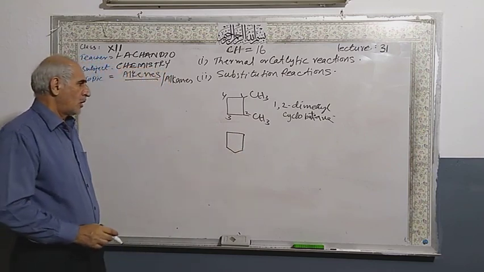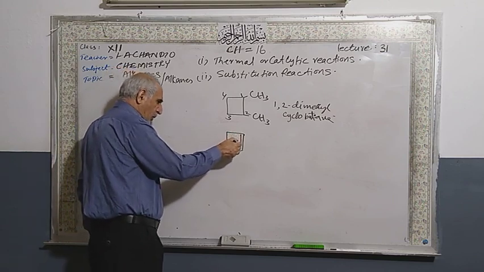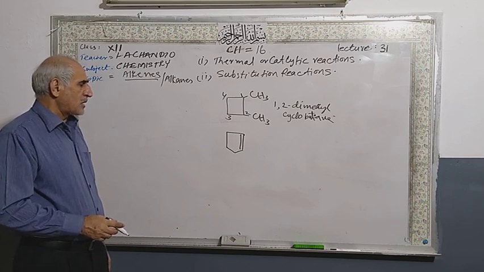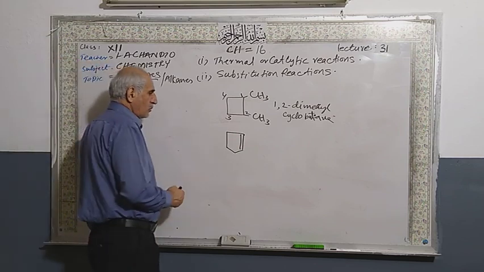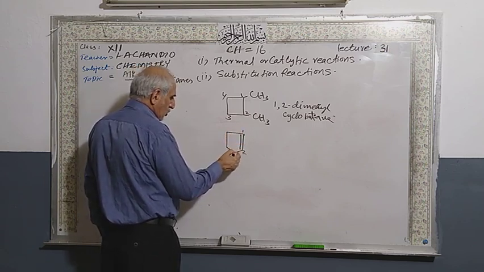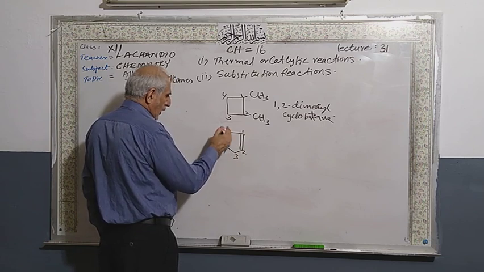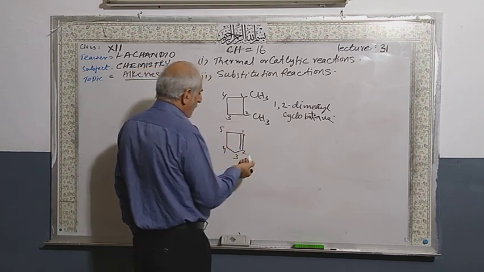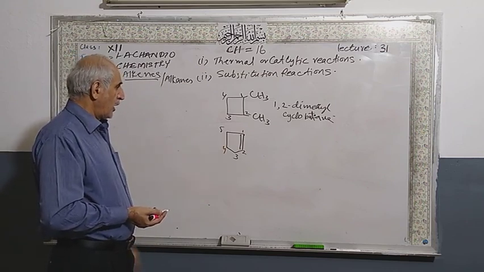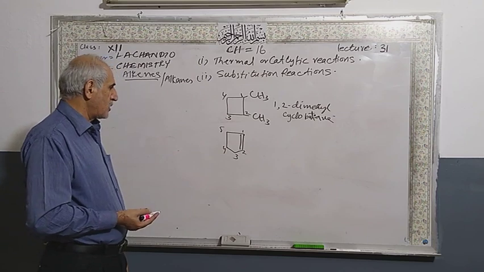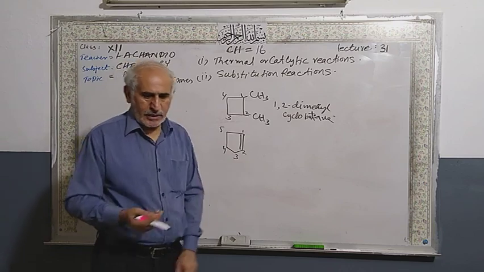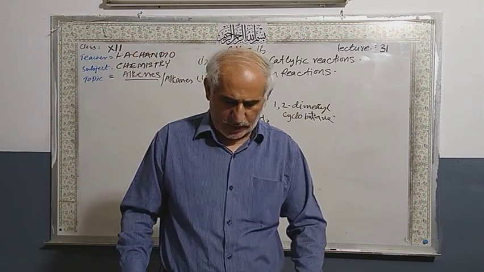Cyclopentane. Cyclopentane, give a double bond: cyclopentene. Or starting from here, 1, 2, 3, 4, 5. This will be cyclopentene. So only one double bond is here, in between carbon atoms 1 and 2. Cyclopentene. So this is another unsaturated hydrocarbon you have here.